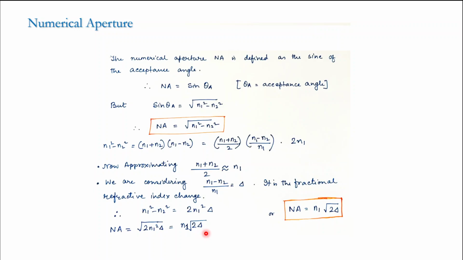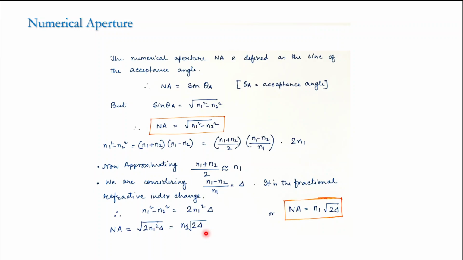Now you can see that the numerical aperture depends on the refractive indices of the core and the cladding, and it does not depend on the physical dimensions of the fiber. So numerical aperture determines the light gathering ability of the fiber. It is a measure of the amount of light that can be accepted by the fiber.